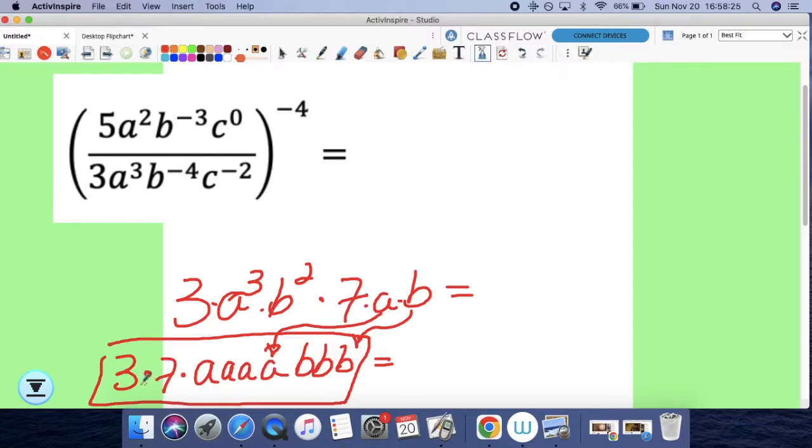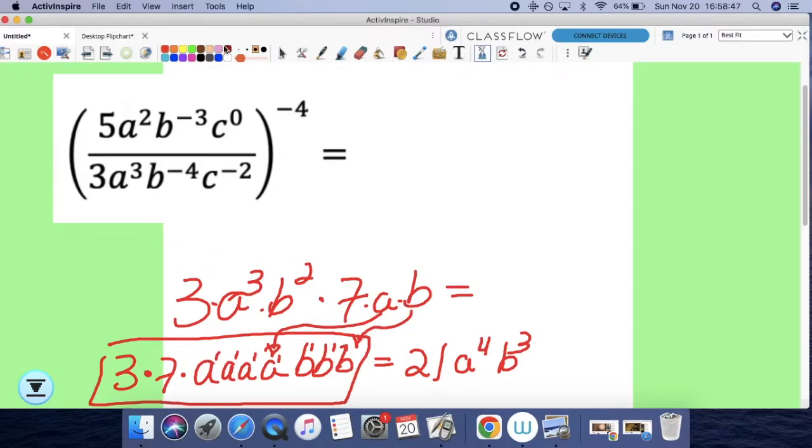We're multiplying the coefficients. 3 and 7 is 21. A times a times a times a is just a to the fourth. And b times b times b is b to the third. So we know that the shortcut is, if we were multiplying and the bases are the same, we can simply add the exponents.